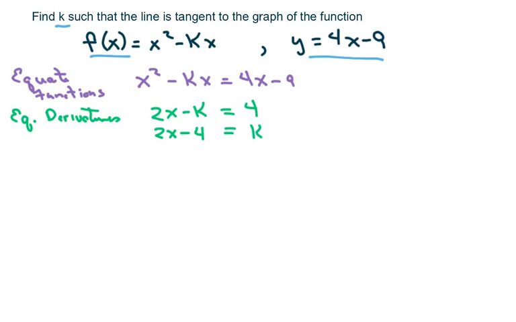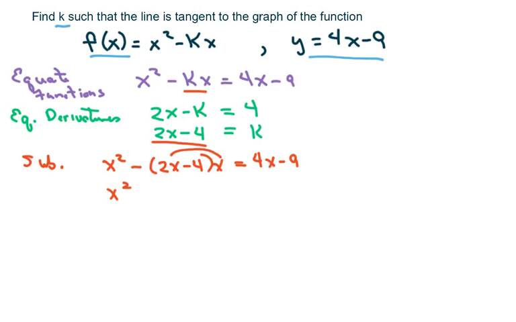So we're going to plug k back into this equation here. We're going to substitute and solve for x. So we get x squared minus k, which is 2x minus 4 times x, equals 4x minus 9. Now let's go ahead and simplify. I'm going to distribute from both sides at the same time. So it's going to be negative 2x squared plus 4x equals 4x minus 9.